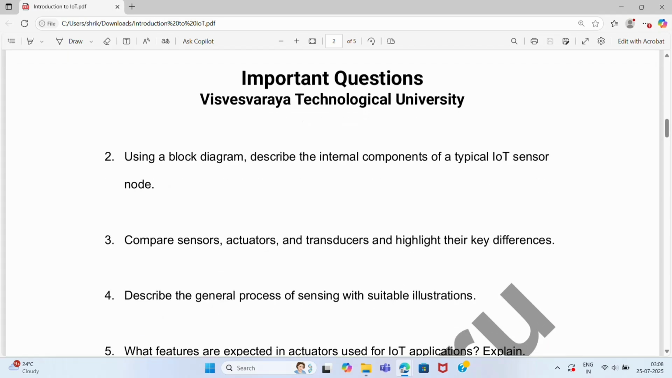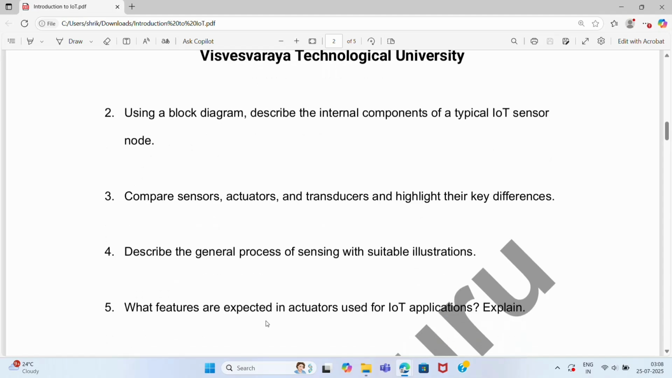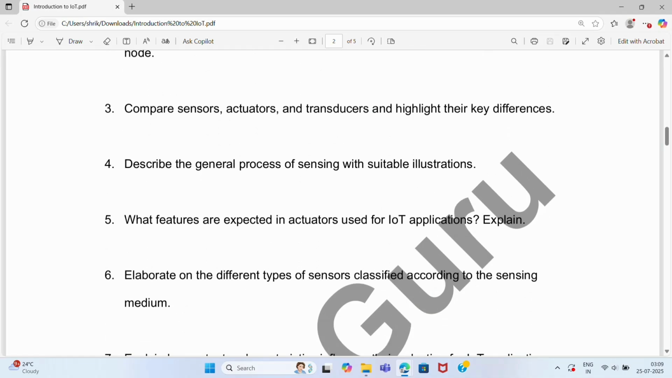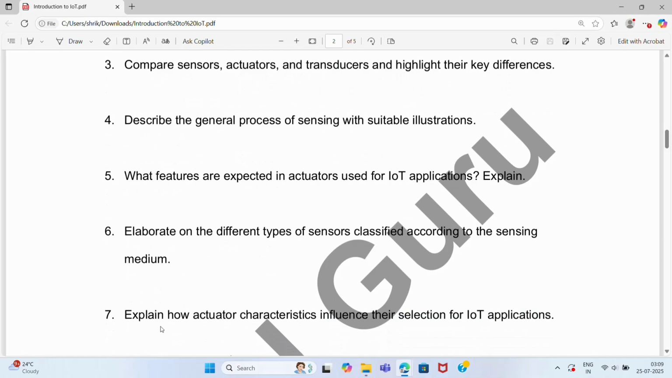Describe the general purpose of sensing with suitable illustration. What features are expected in actuators used for IoT applications? Explain. Elaborate on the different types of sensors classified according to the sensing medium.